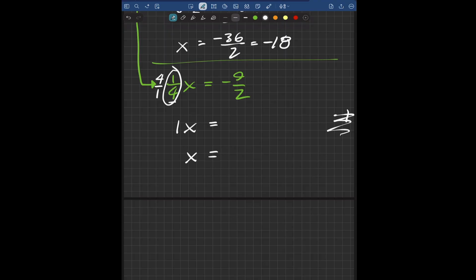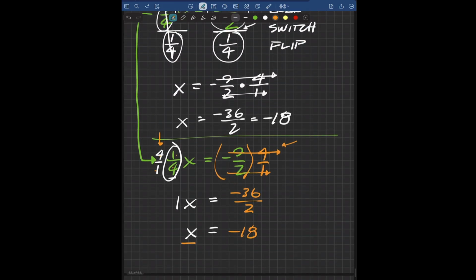Now, what's the multiplicative inverse of 1/4? Well, it's 4. The same way that we did previously, if I multiply the left-hand side by 4, I must also multiply the right-hand side by 4. You choose this action, it forces this action. We can't control this side. So 4 times 1 is 4, 1 times 4 is 4, 4 divided by 4 is 1, and I get all the way down to here. Here, I'm just going to multiply negative 9 times 4, 2 times 1, and I get negative 18, which is the same thing that I got here.